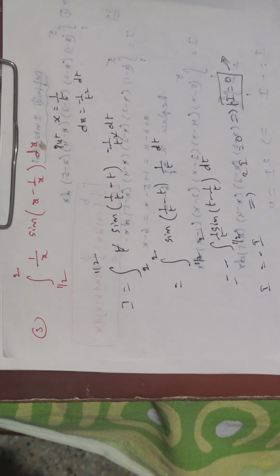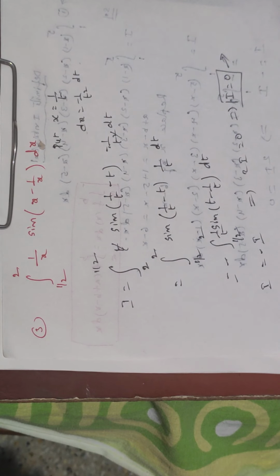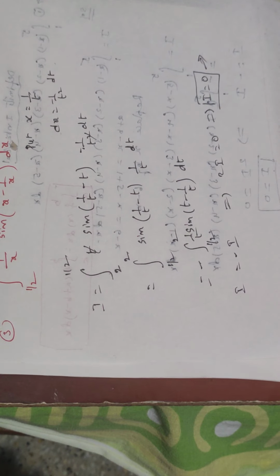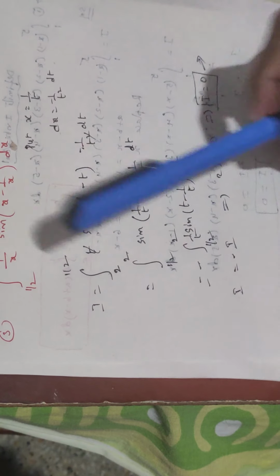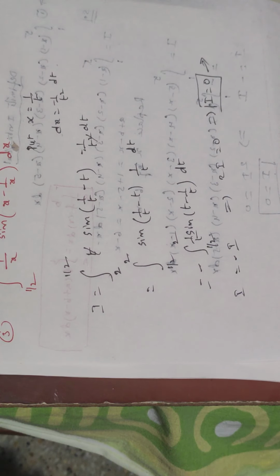So here the idea, I get this idea based on the limits. In most of the cases, if one limit is the reciprocal of the other, in that case you have to take the substitution as variable x equals 1 by t.